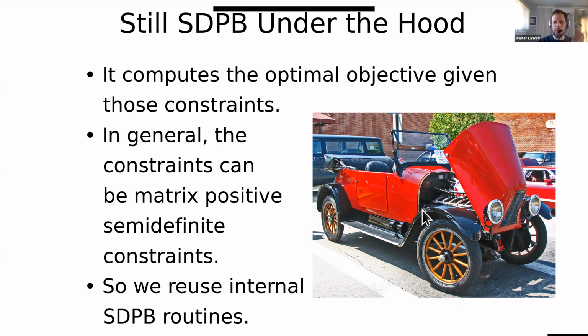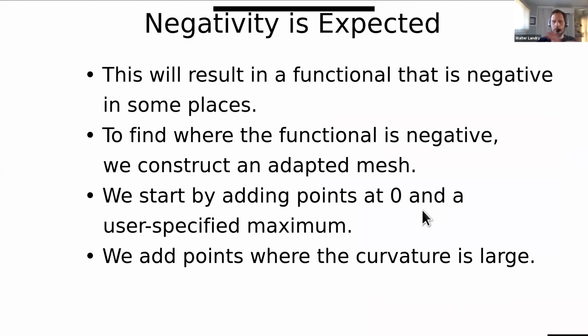In general, the constraints can be matrix constraints. So I needed a semi-definite solver, and I had one called SDPB. So I just ended up reusing a bunch of SDPB routines. So you have this setup with these 3 points at first, and you get a solution for the optimal value, and it's going to be negative in some places, but you're not really sure where.